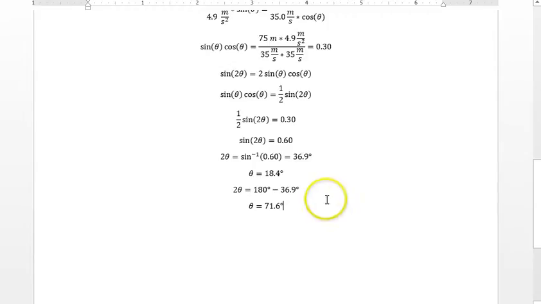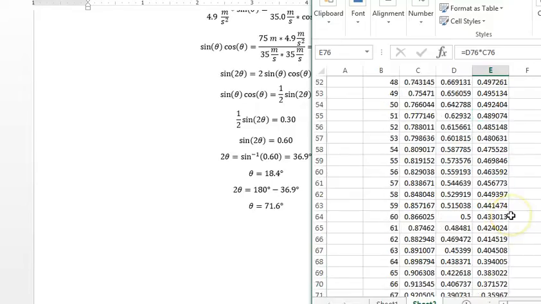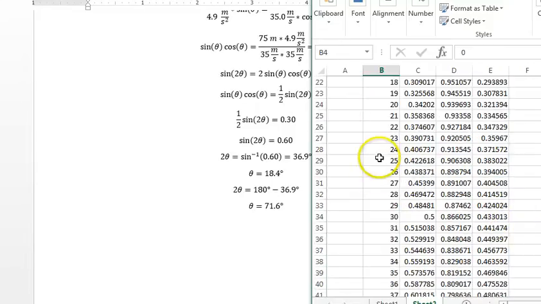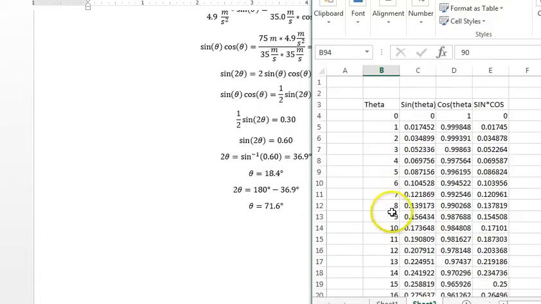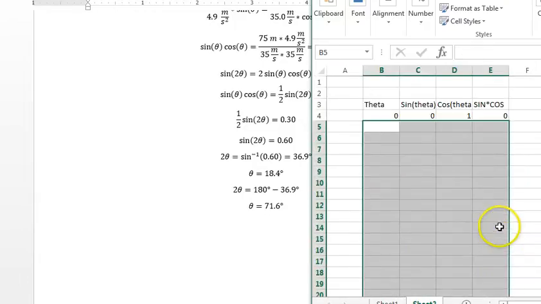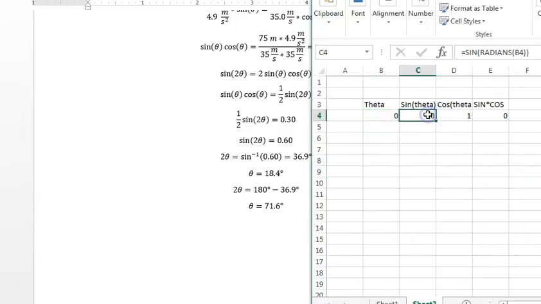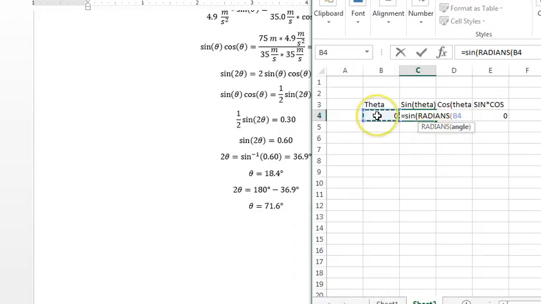Now, I'm going to show you another way to get at this. Suppose you don't have your trig identities, right? Suppose you don't have those. I've already set it up over here. I set up theta going from 0 all the way down to 90. Actually, let me just show you how to do this. This is in Excel. So here's theta. Sine of theta, right? I have to do sine of radians of that cell. Cosine of theta, I have to do cosine of radians of that cell.